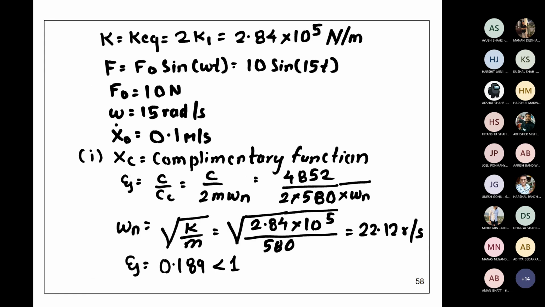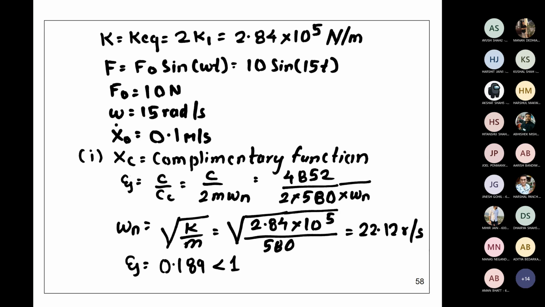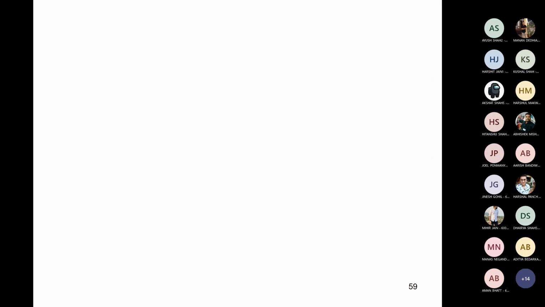And we have studied the underdamped system in detail. Zeta is 0.189, omega n is 22.12 radians per second. Okay. So we have studied this system in detail, and so the complementary function will be given as, can somebody tell me what is the equation for complementary function?